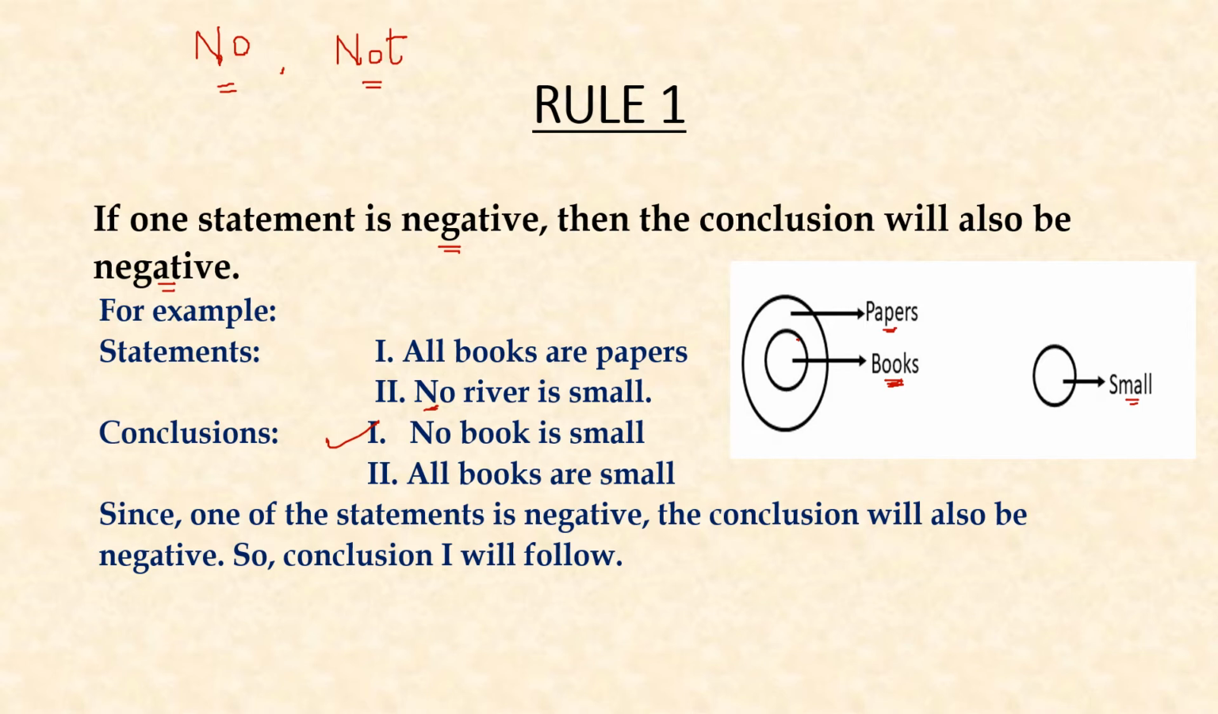Whereas conclusion 2 says all books are small. So books and small, they are not at all related. So how can books be small? So conclusion 2 is ruled out. So there are two ways of attempting such questions. Either you go with the rules or you can follow the Venn diagram. Using both the methods, you can answer the questions or you can choose the correct conclusion that follows.